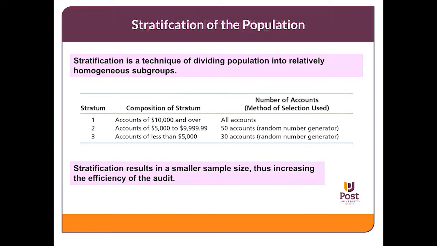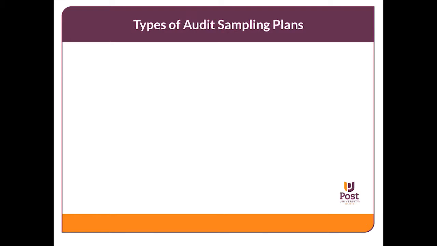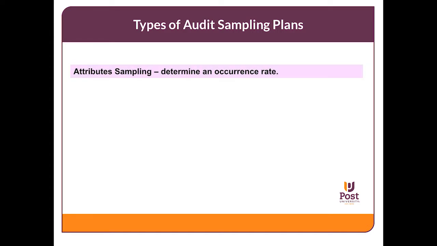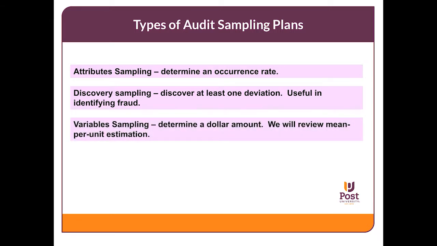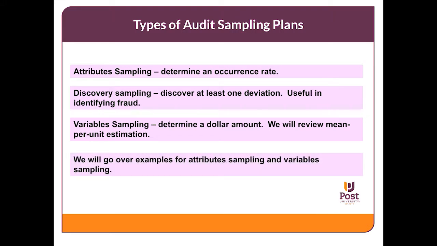Here are 3 types of sampling plans. Attribute sampling determines an occurrence rate. In discovery sampling, we look to discover at least one deviation. This is useful in identifying fraud. In variable sampling, we determine a dollar amount. There are several forms. We will review the mean per unit estimation. We will go over examples of attribute sampling and variable sampling mean per unit estimation.